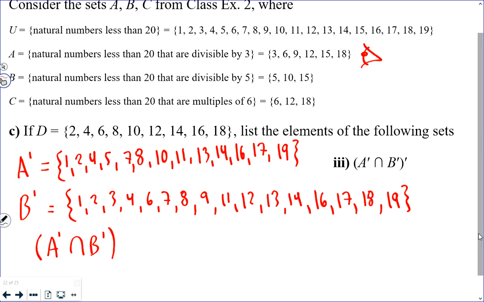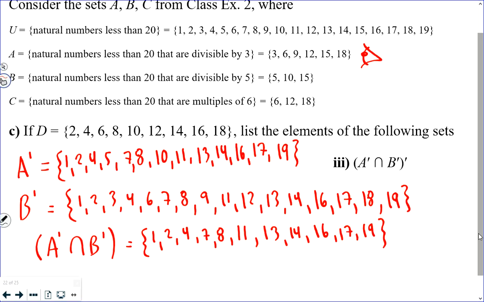Well, it's anything that's in both lists, which would be 1 and 2. 4 is in both lists. 5 is not. 6 is not. Both 7 and 8 are. 9 is not. 10 is not. 11 is. 13 is. 14 is. 16 is. 17 is. and 19 is. And again, I think it's a good idea to double check things here.